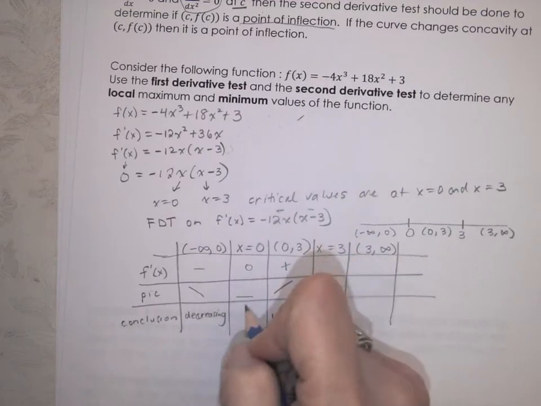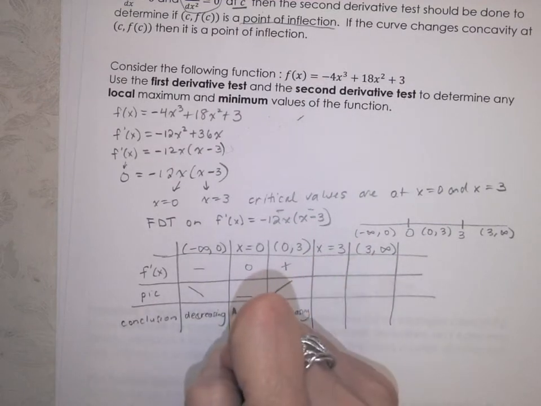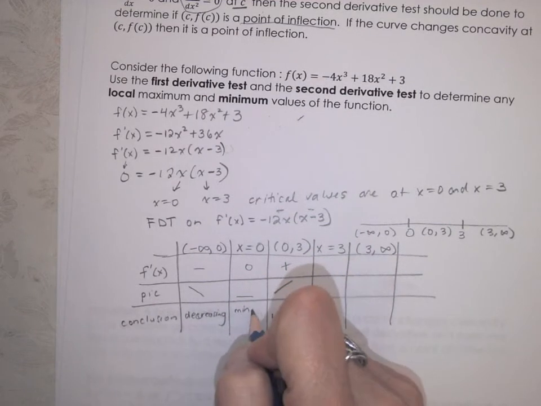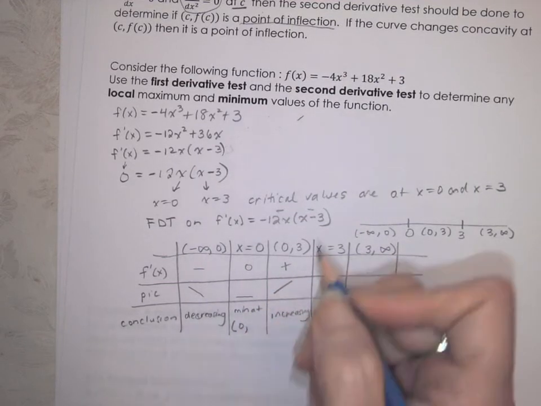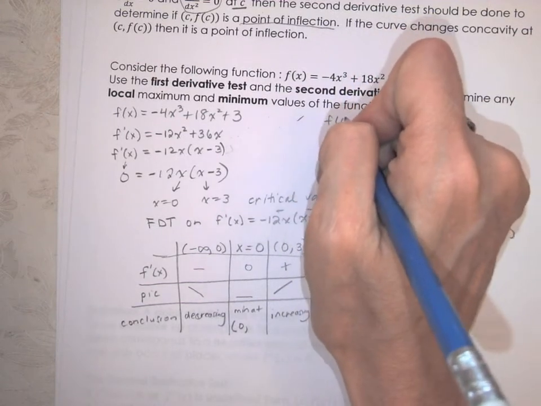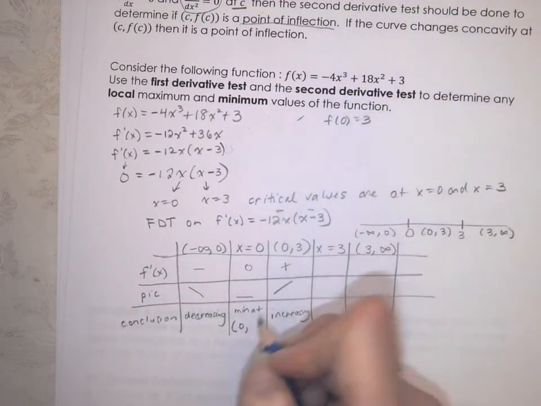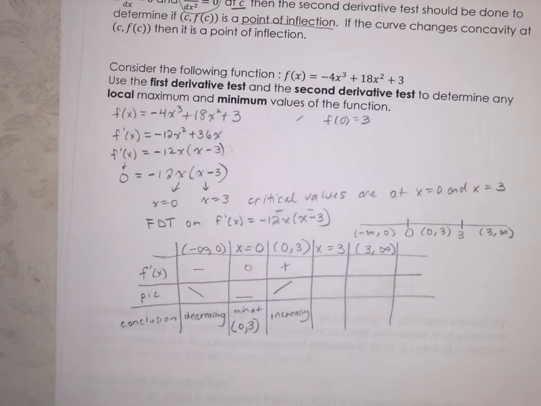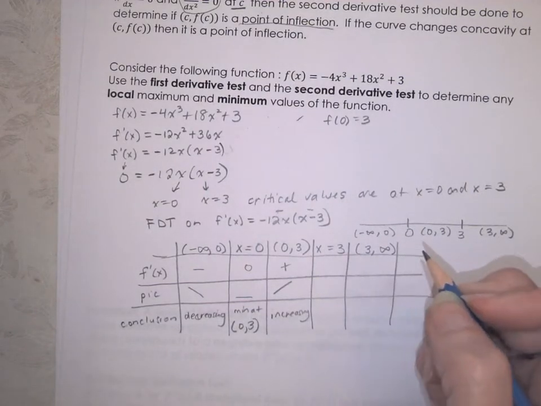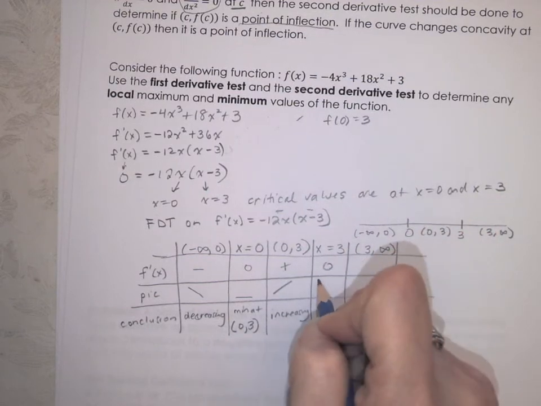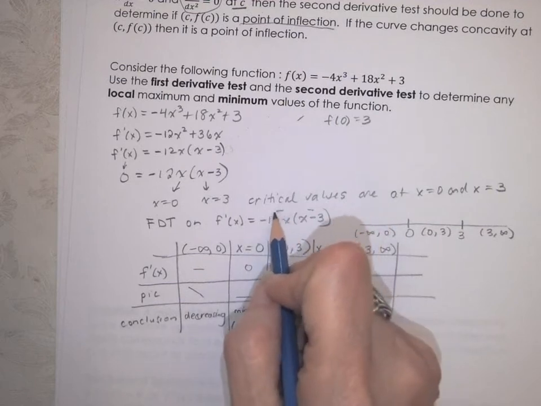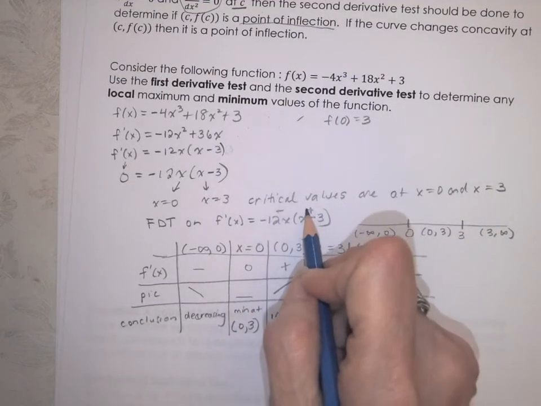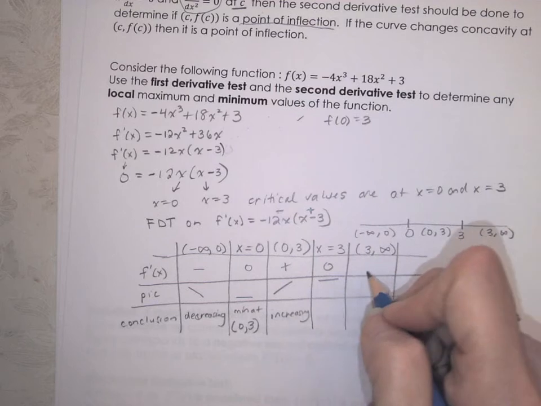which makes this a minimum value, or a minimum point at 0, and then f at 0, which is 3, also is our y-intercept. Happens to be a minimum. At x equals 3, we get 0 again. From 3 to infinity, a number like 4. That's going to make this negative still, and this positive. 4 minus 3 is 1, so positive.